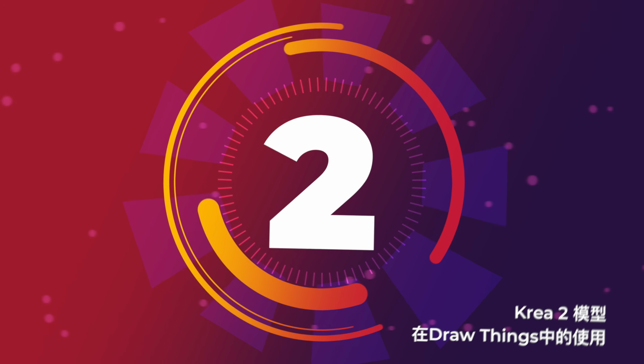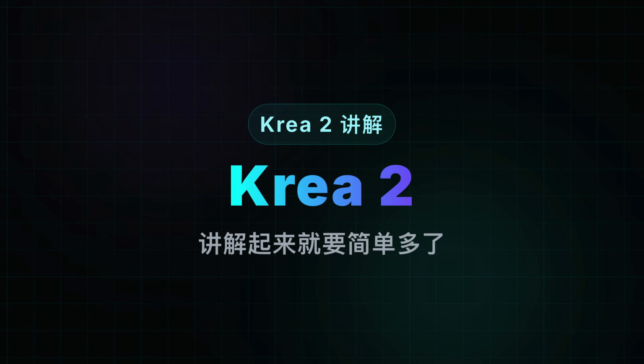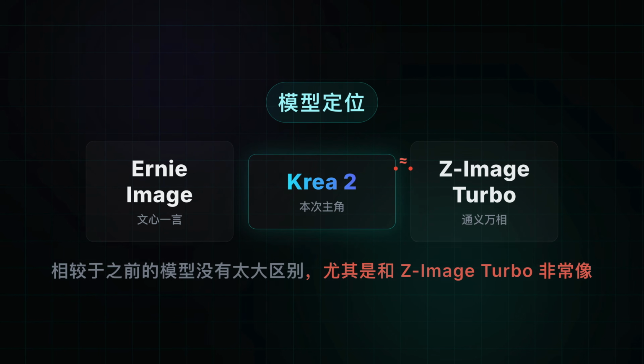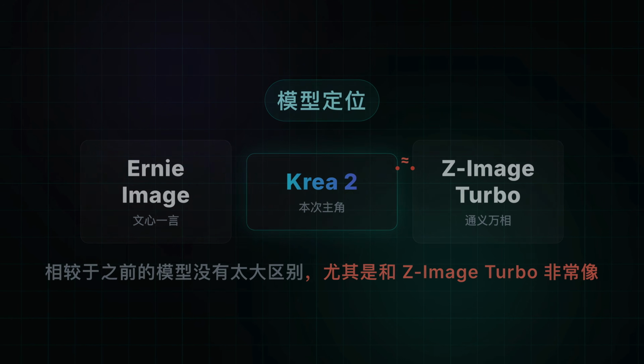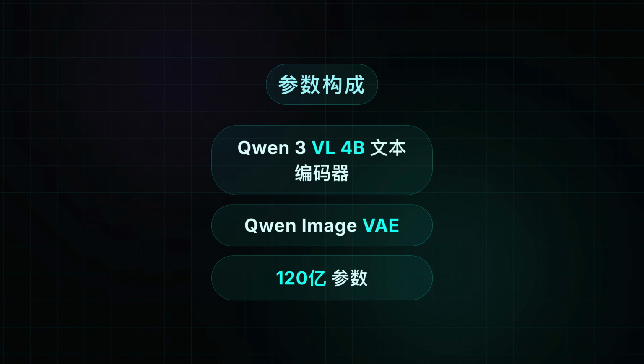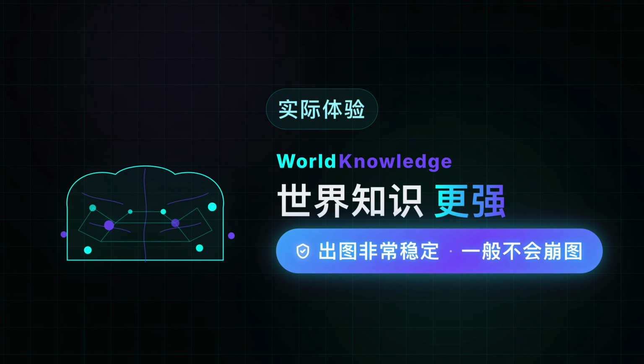In the second part, let's talk about Krea 2. Krea 2 is much simpler to explain. The positioning of this model is also relatively straightforward. Overall, compared with previous models such as Ernie Image and Z-Image Turbo, it does not have many fundamental differences. In particular, it is very similar to Z-Image Turbo. It uses Qwen 3VL4B as the text encoder and also uses the Qwen Image VAE. The parameter count reaches 12 billion.